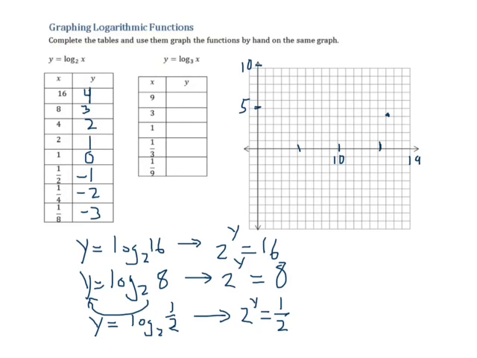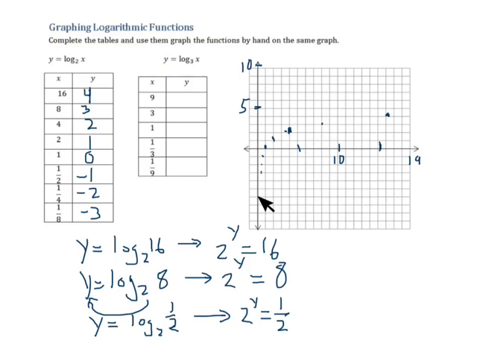I've got a few marks here to help us out. And so when x is 8, y is 3. That's going to be right over here. x is 4, y is 2, right about there. When x is 2, y is 1. When x is 1, y is 0. When x is 1/2, we're going down to negative 1. x is 1/4, down to negative 2. When x is 1/8, negative 3, we're right down here.